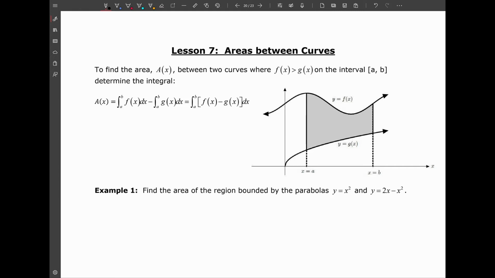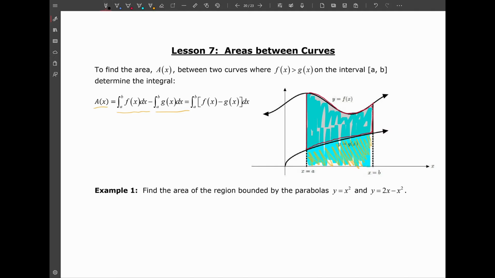So the way that we find the area between them, well, think about it. First we have the area completely under f of x. So that's everything down to the x-axis. And if I want to get just the area between them, all I have to do is take that whole area of the top function to the x-axis and subtract the area under the lower curve. So that's why the area A of x is the integral from a to b of f of x minus the integral from a to b of g of x, where f of x is the function on top and g of x is the function below.